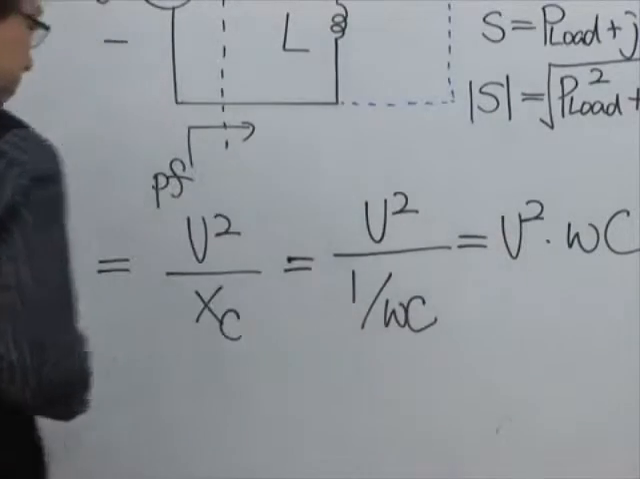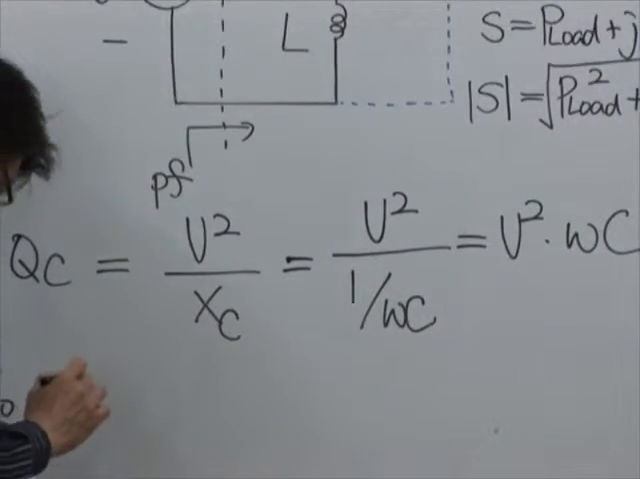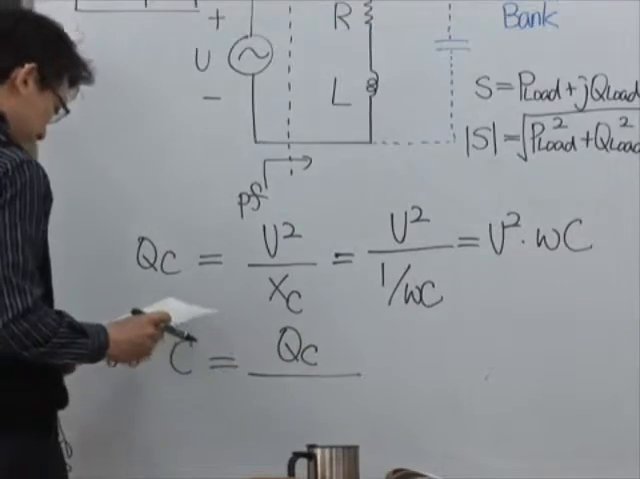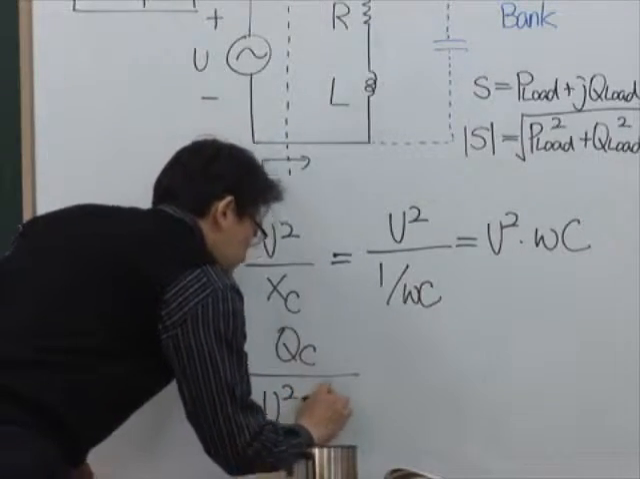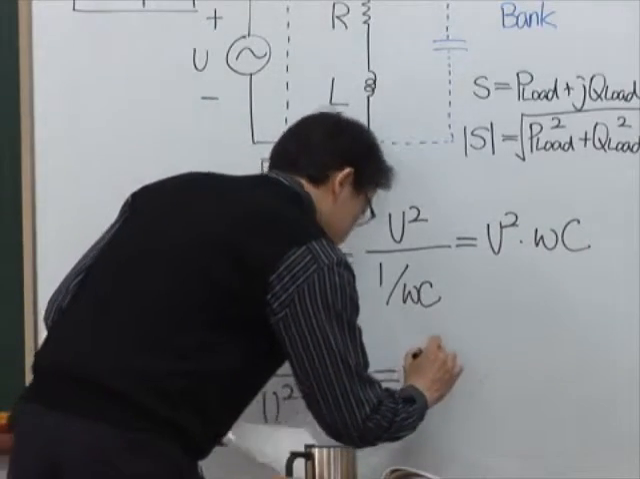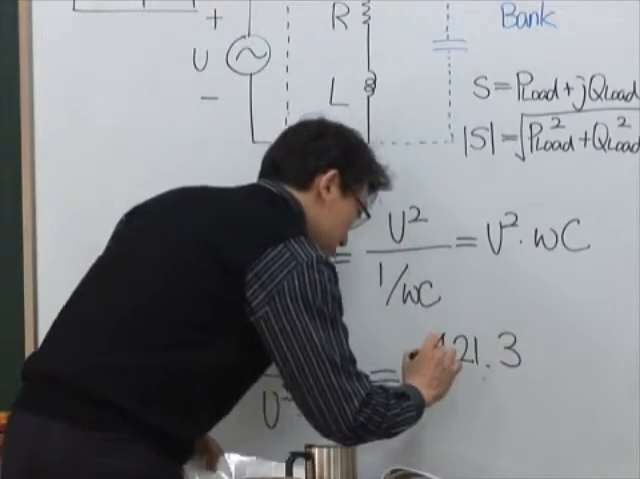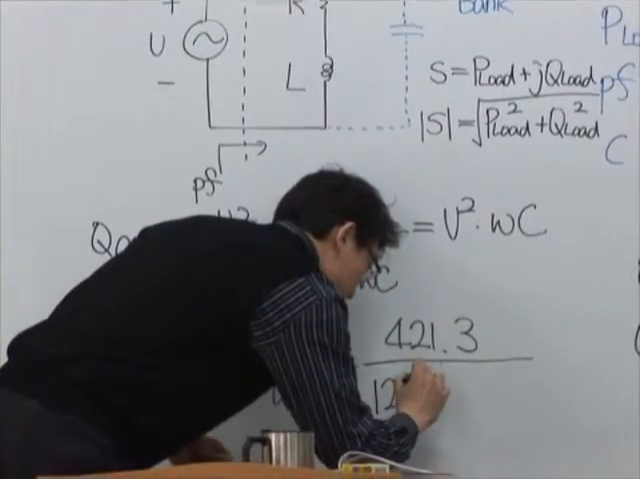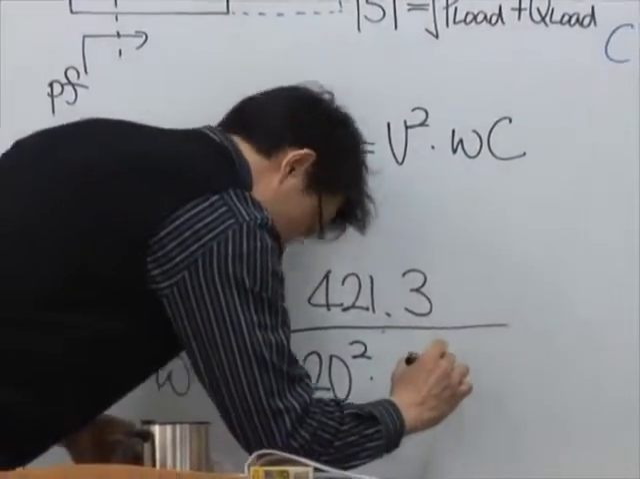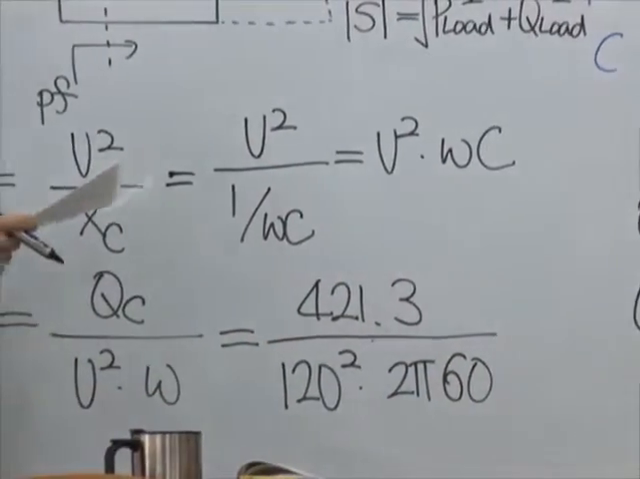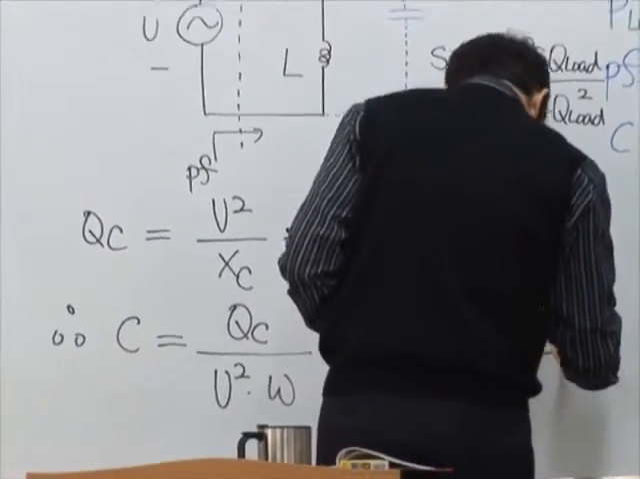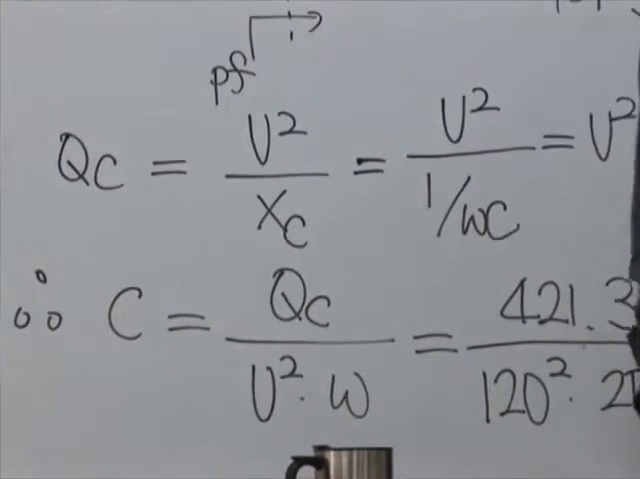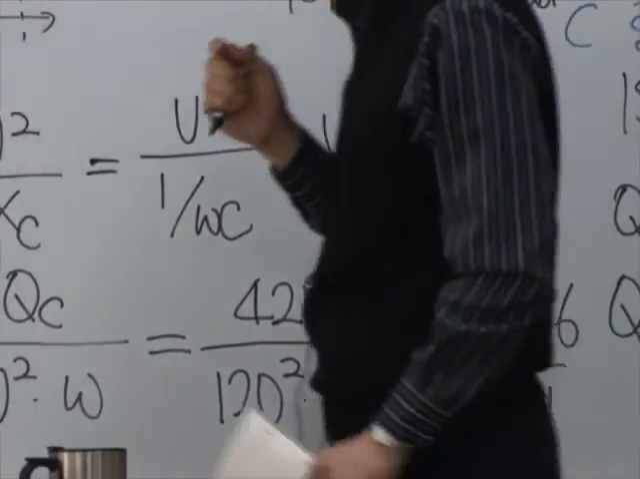So, therefore, C is equivalent to QC divided by V squared omega. Okay. So the answer is 77.6 microfarad.